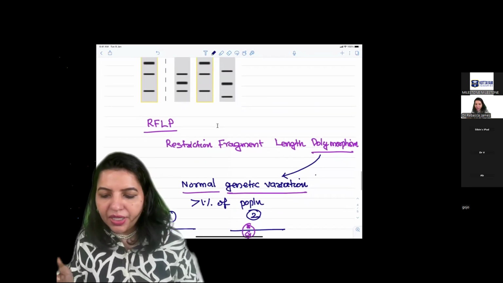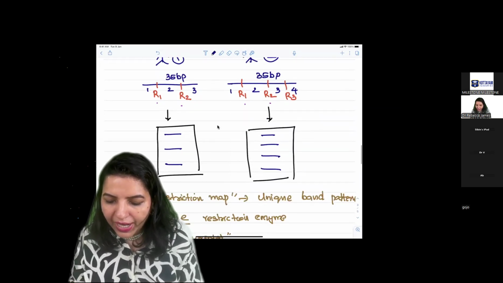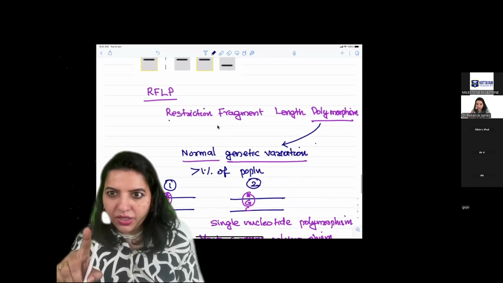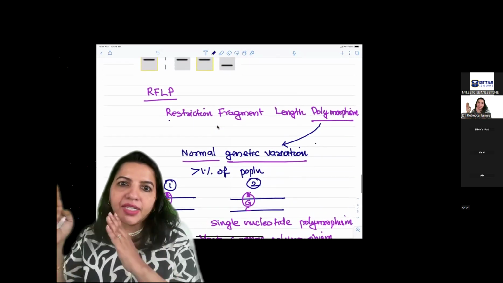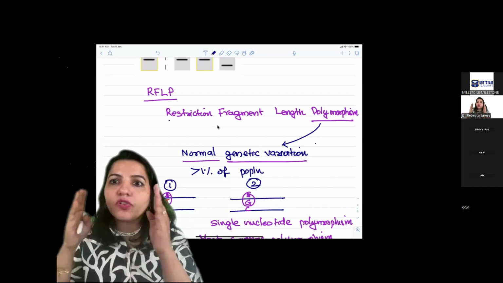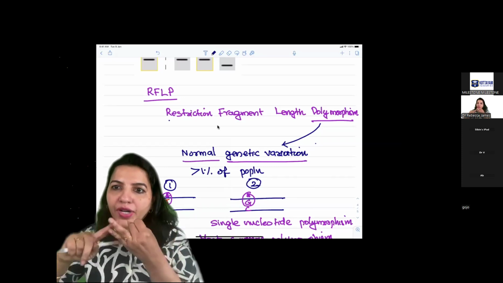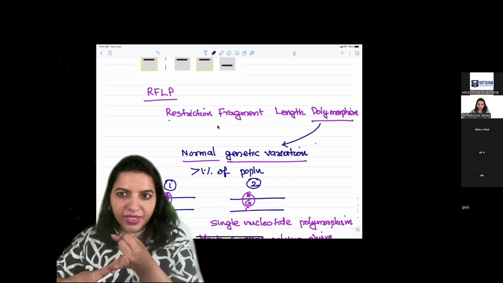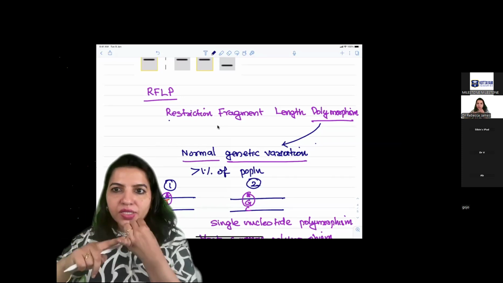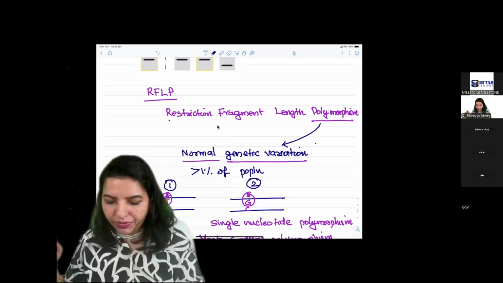So, restriction fragment length polymorphism means the length of fragments is varying. Because of what? Restriction enzyme is cutting the DNA at different positions so that the length of the fragments varies, and that is called restriction fragment. The fragments produced by restriction enzyme. What is varying? The length is varying. So restriction fragment length polymorphism. That is called RFLP. Okay.